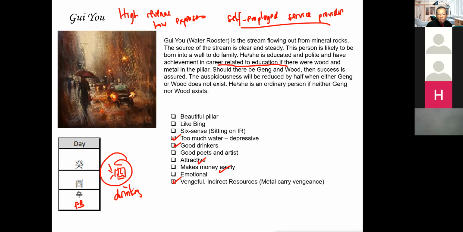Like that, because education is linked to this self-employed service provider, which of course is high revenue, low expenses, because they're sitting on resource. Sitting on resource.